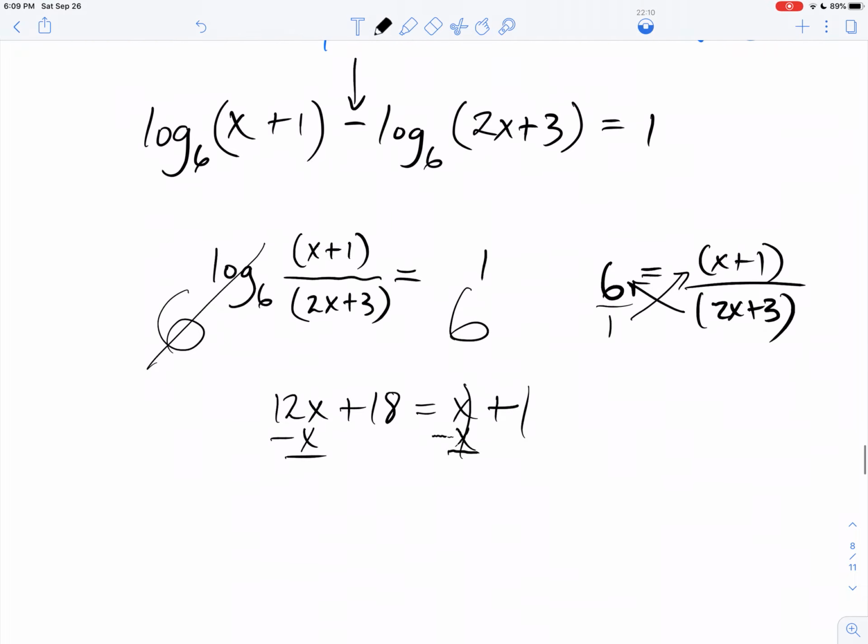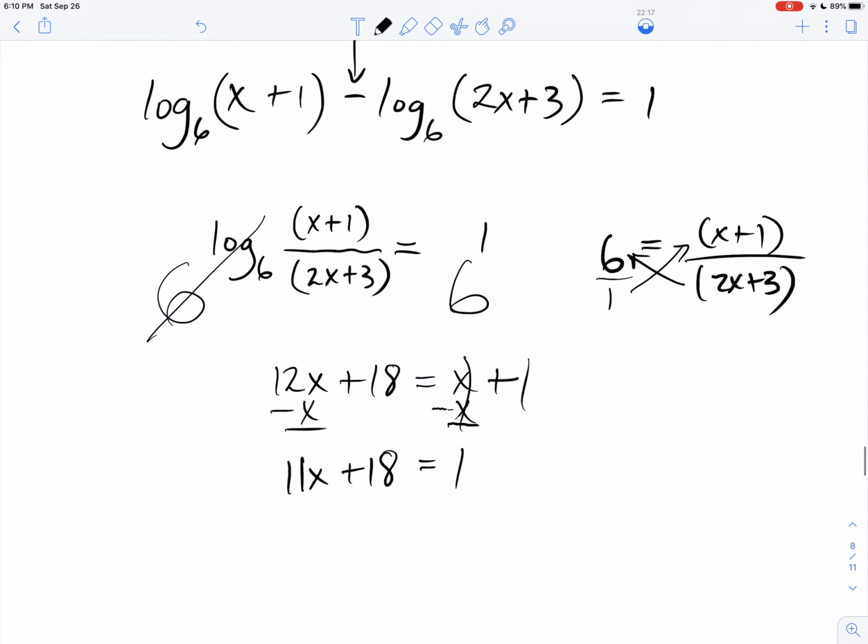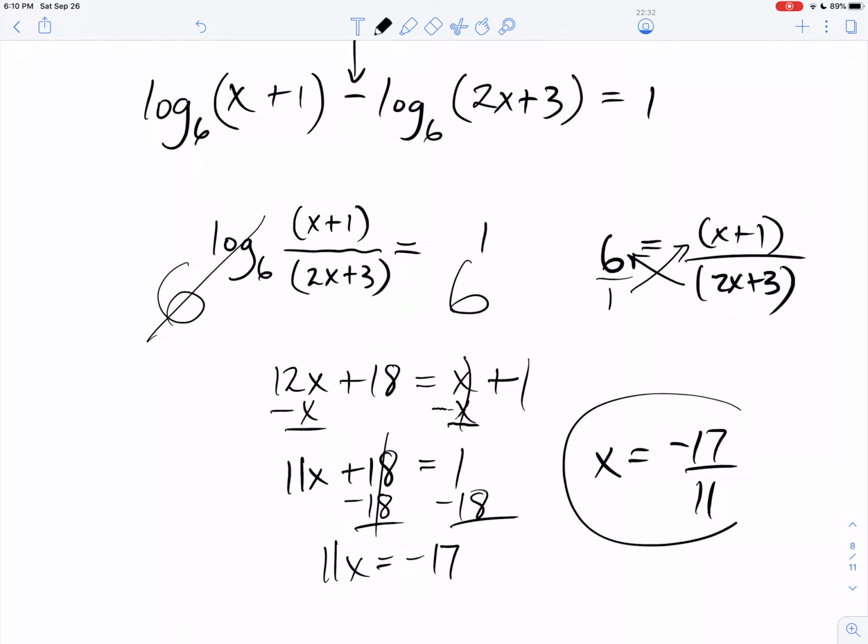So if I do that, I'll end up with what? 11x plus 18 equals 1. I already know I don't have to finish this problem because it's not going to work. See, this is an extraneous solution. 11x equals negative 17, and then I divide and I get x equals negative 17 elevenths. And I don't like ugly fractions like that, but you know what? That's not why I'm saying there's no solution to this. There is absolutely no solution to this equation.